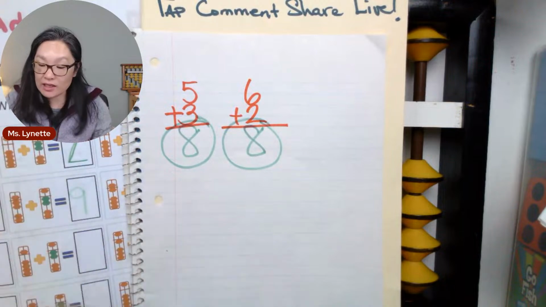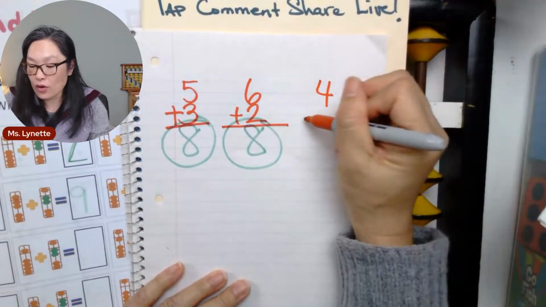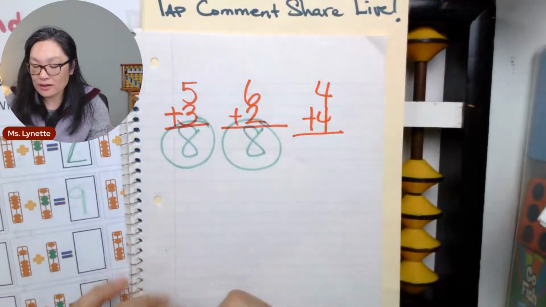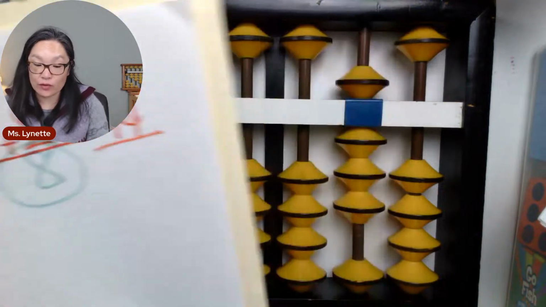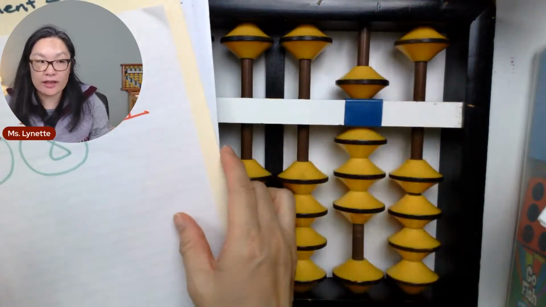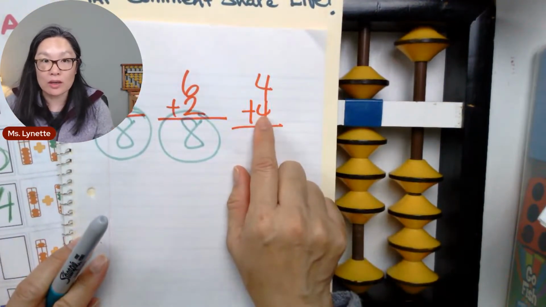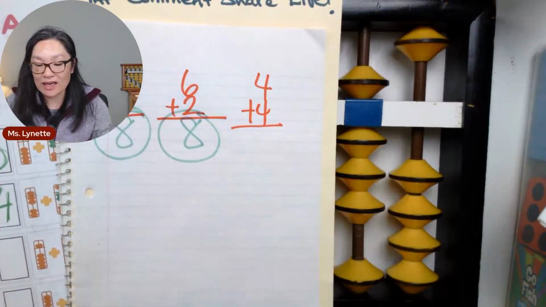So the next question was 4 plus 4. I was like, now we actually have to work in the abacus. We don't learn our doubles. On the abacus, we actually learn what the concept is.